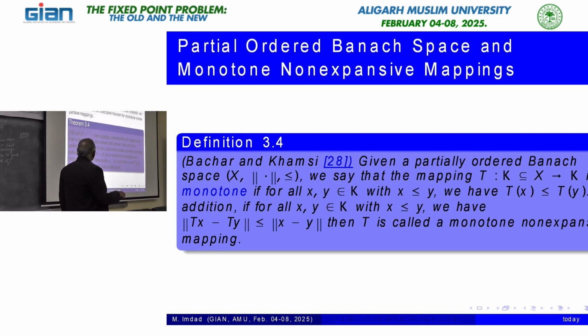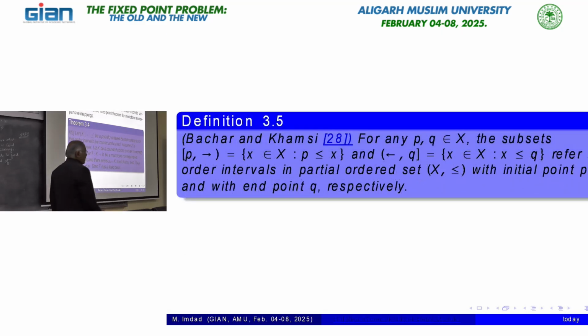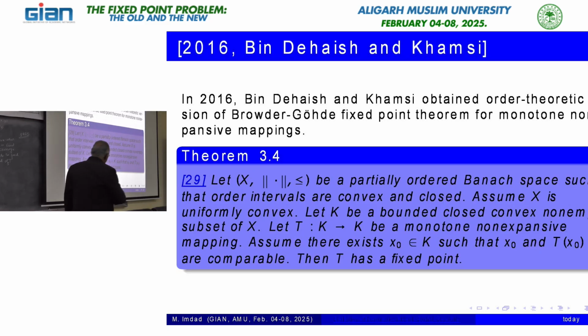Now here comes the theorem. Here again Professor Khamsi is available, as I said in the beginning. When Bachar and Khamsi proved this result, the setting was a partially ordered Banach space such that order intervals are convex and closed. Assume that X is uniformly convex, K is a bounded closed convex subset of X, and let T from K to K be a monotone non-expansive mapping. Then there exists x naught such that these two elements are comparable. So again he put this extra condition, that x naught and T x naught are related, as we have in our theorems. Without it, the construction will not be possible. Then T has a fixed point. So this is the result by Professor Khamsi.